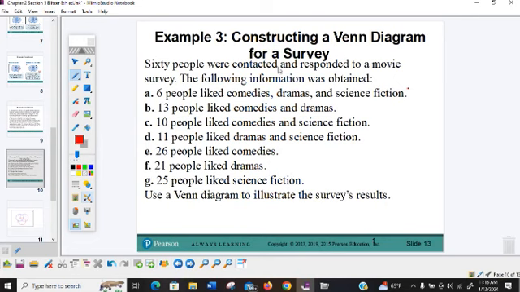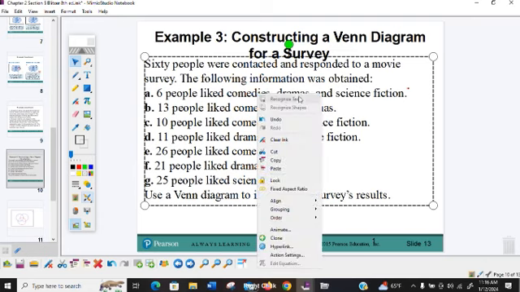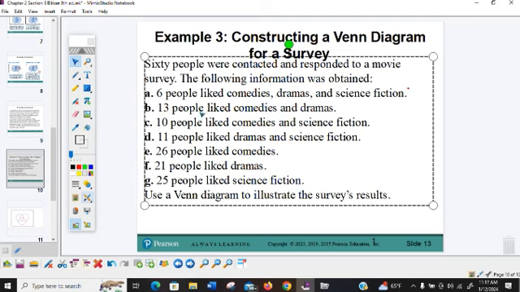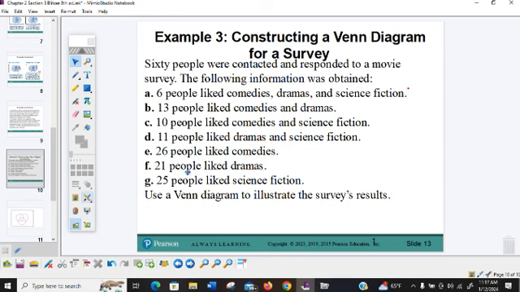60 people were contacted and responded to a movie survey. The following information was obtained. 6 people liked comedies, dramas, and science fiction. 13 people liked comedies and dramas. 10 people liked comedies and science fiction. 11 people liked dramas and science fiction. 26 people liked comedies. 21 people liked dramas. 25 people liked science fiction. Use a Venn diagram to illustrate the survey's results.